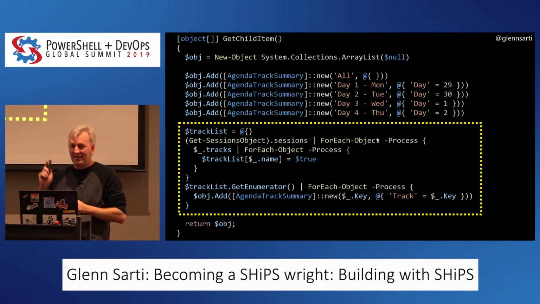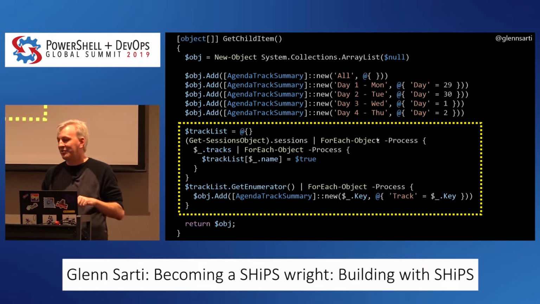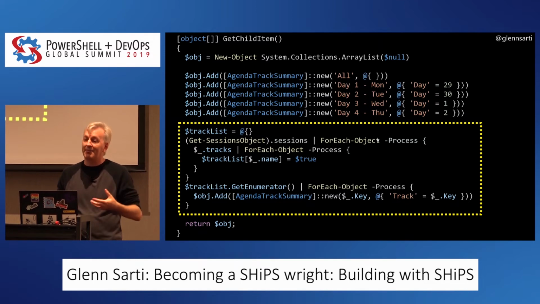This part is a little more complicated. So I found in the data there are actual talk tracks. For example, this SHiPS talk is in the PowerShell language track. So the first loop there goes through each session and finds all of the unique track names. And the second loop then takes those unique track names and then for each item creates an agenda track summary for each track. Sound good? Okay.